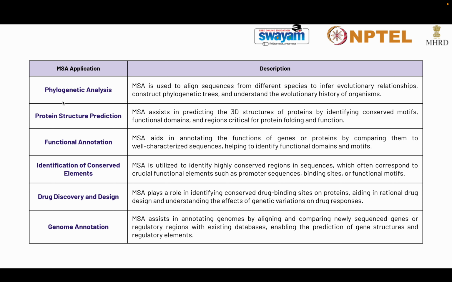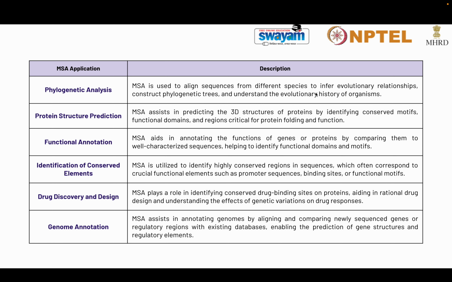First of all, the first application is phylogenetic analysis, which means that you are aligning multiple sequences from different species, and then you can infer the evolutionary relationship. It is based on the principle that if the sequences which you have taken show lesser difference, then they will be closely related as compared to the sequences which show greater differences.